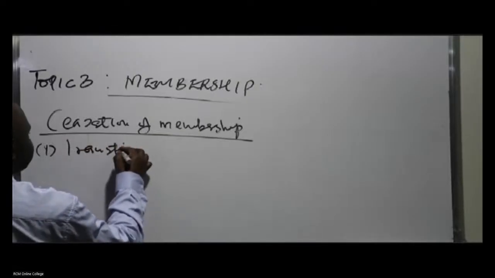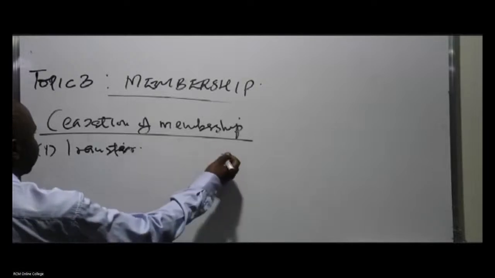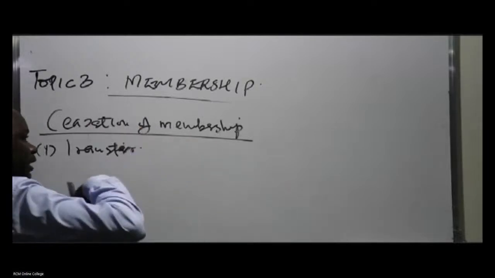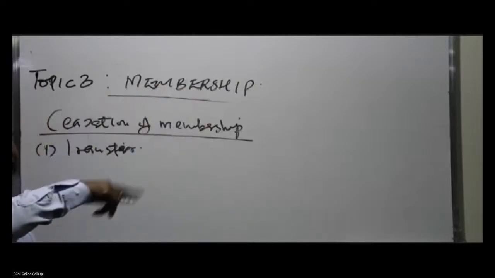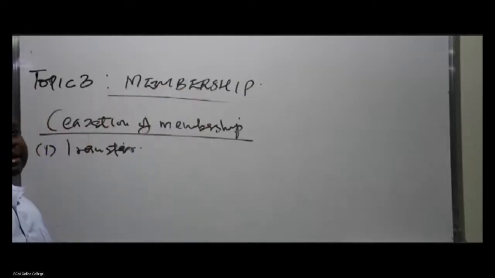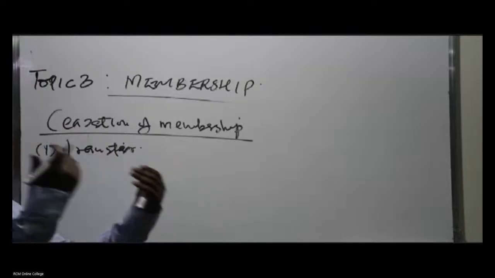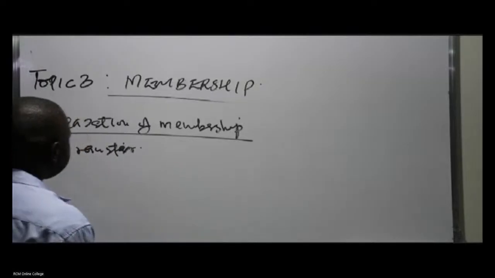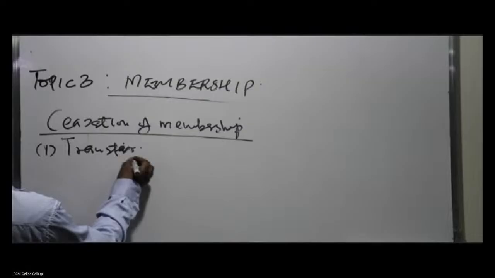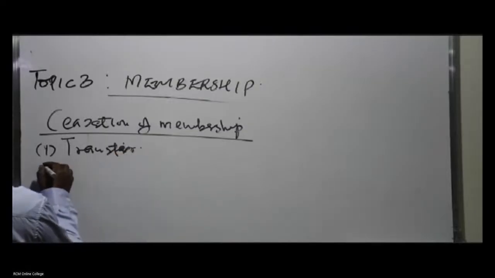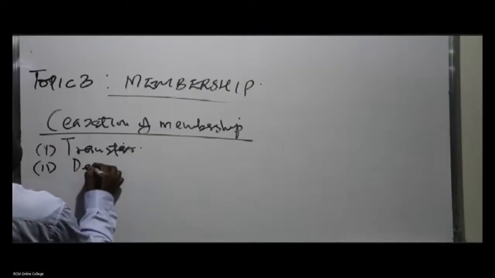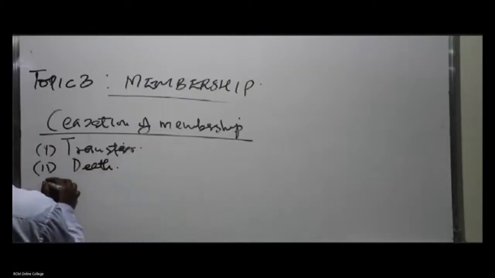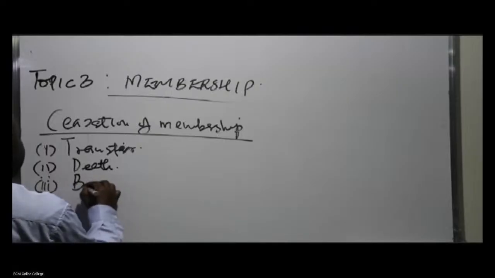Under transfer there are two parties, the transferor and the transferee. The transferor is losing because he's selling, while the transferee is receiving. So we have transfer of shares. Then the other one, transmission, you can break down. This is how we make marks in the exam.